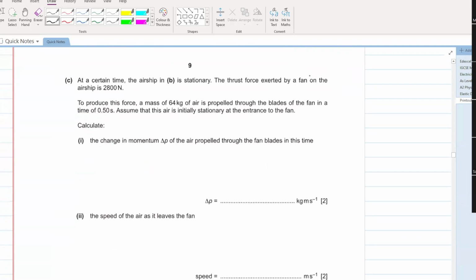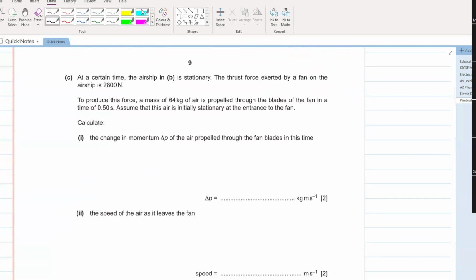Let's further move ahead. At a certain time, the airship is stationary. Beta, what do I mean by stationary? The thrust force exerted by a fan on the airship is given. To produce this force, a mass of 64 kg of air is propelled through the blades of the fan in a given time. बेटा आपके पास mass है, time है. Assume that air is initially stationary at the entrance of the fan.